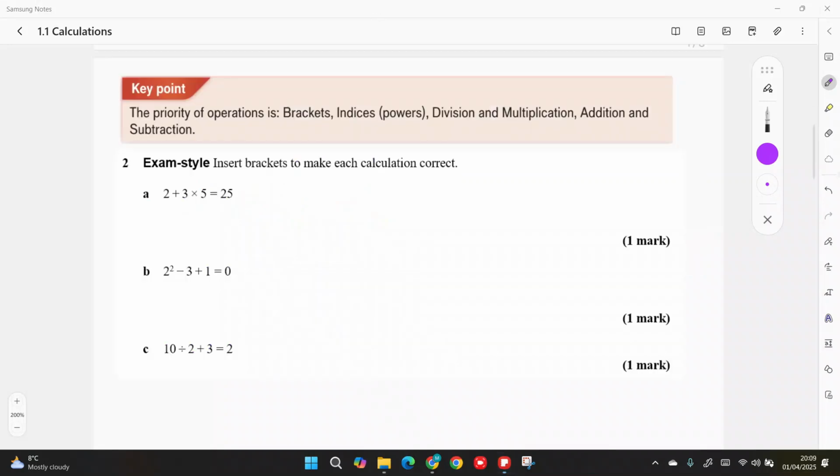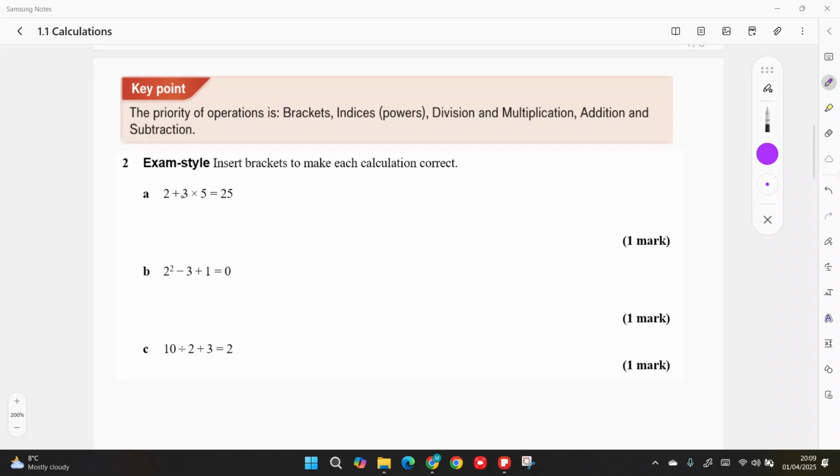For the next question, we're going to re-examine the priority of operations. Namely, they are brackets, indices, which can consist of powers and square roots and various other things, division and multiplication, and then addition and subtraction. Note that division and multiplication are on the same level, as are addition and subtraction. So this question here asks us to insert brackets to make each calculation correct.